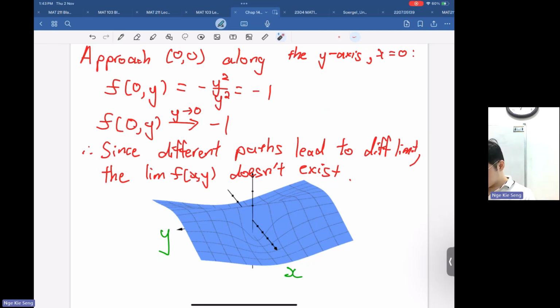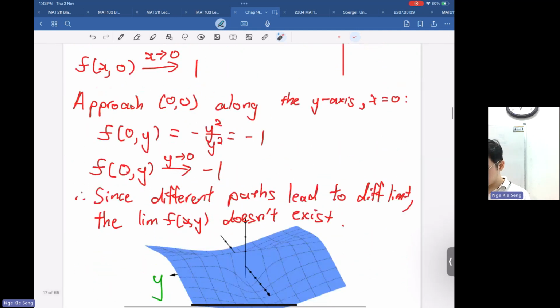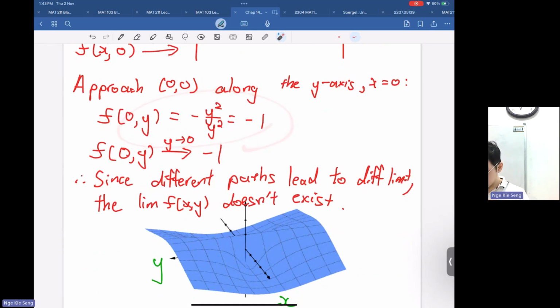So how to read this? Let's say this is the y-axis. If you go along the y-axis, just now we computed what? It is getting to negative 1. So when you get closer to the origin, which is in the middle here, the value of f(x, y) is going to negative 1. So it's sinking down. But if you approach from the x-axis, the f(x, y) value goes to 1. So everything goes up here.